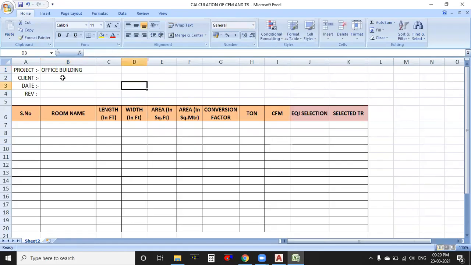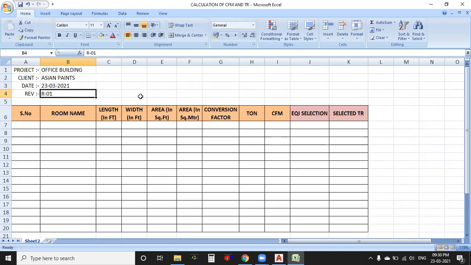We can give the building name, whatever building name. Office building I have given. Client, Asian Paints. And date, whatever the date. Revision R01, or you can give R-1 also, R-01. So: client, project, office building, client Asian Paints, date and revision.